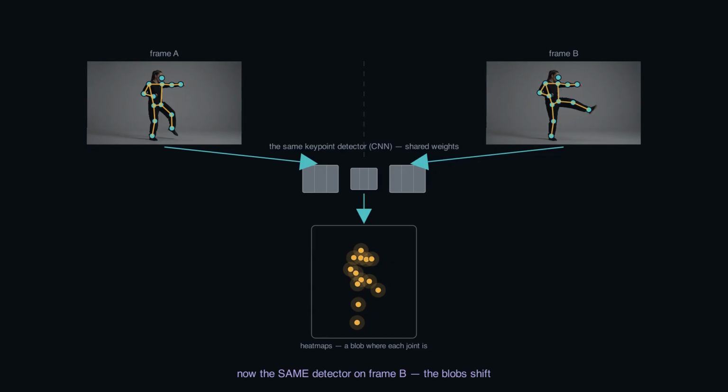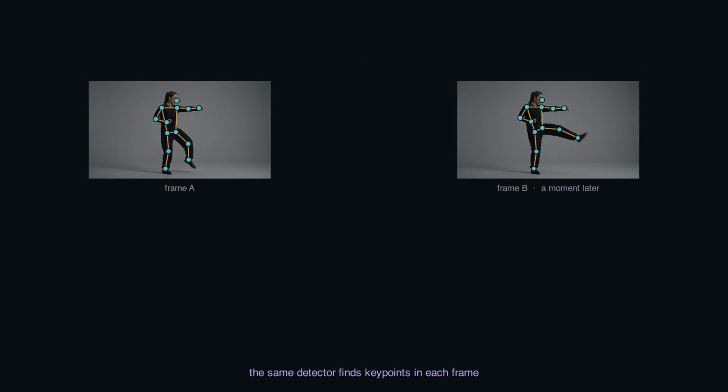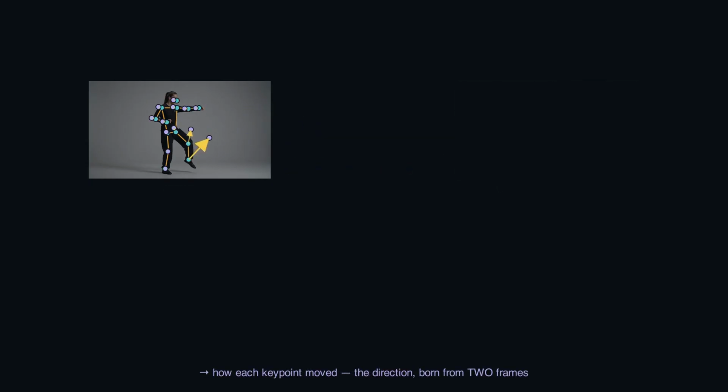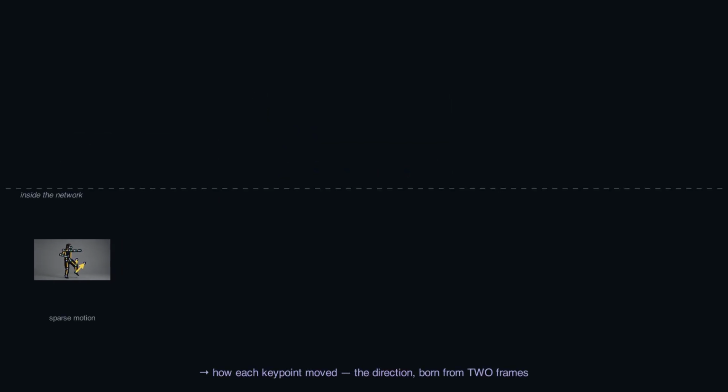The blobs shift because the body has moved. Now there are key points in both frames, and the difference between them, that's the motion. Line the 2 up, the same detector, 2 frames, a skeleton in each. Subtract one from the other, and you get how each key point moved, a direction for everyone.